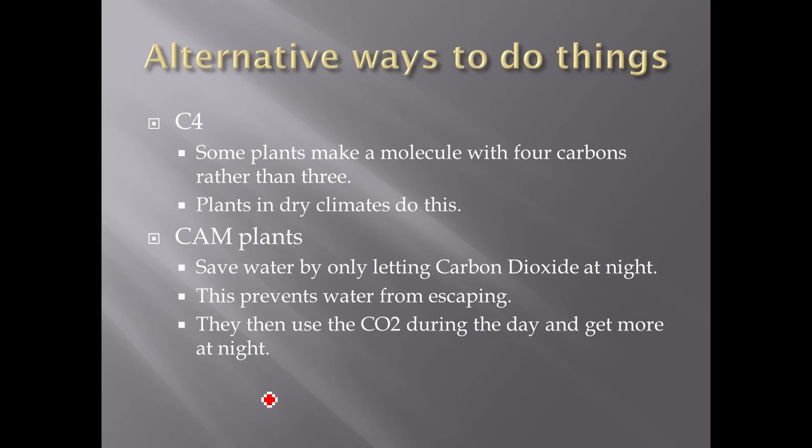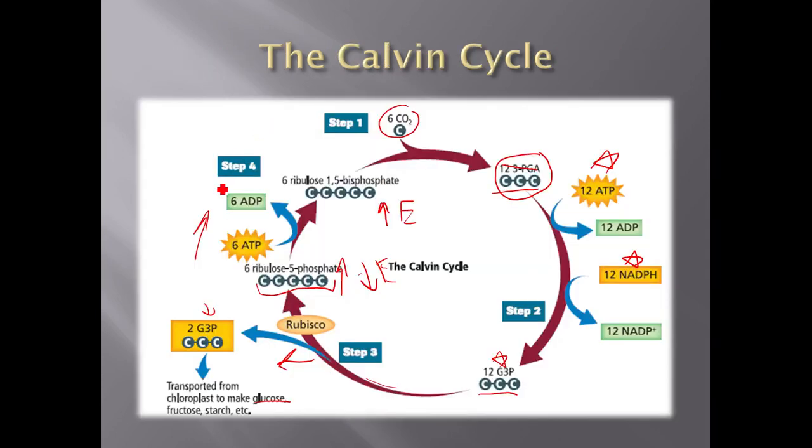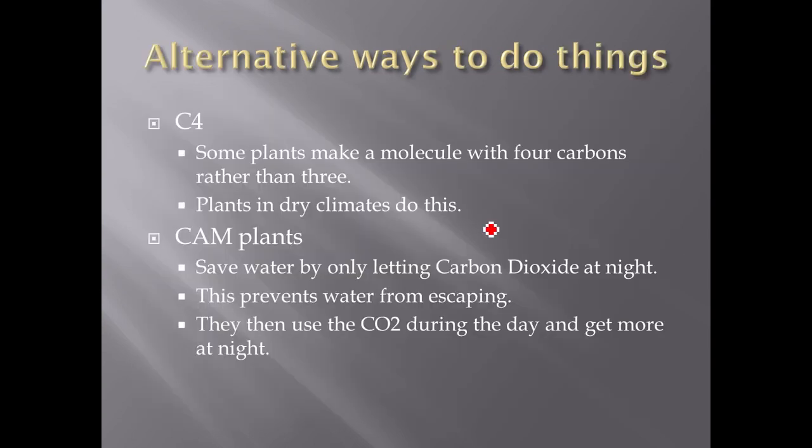So, before I'm done, guys, I have 2 more quick things. Now, there are 2 alternative ways plants can do this, and I will only briefly talk about these, and I will probably only require that you have some memorization of these ideas. So, the first one is C4. Some plants make a molecule with 4 carbons rather than 3. So, if you look back here, you see how I'm making a molecule with 3 carbons? The C4 pathway instead makes a molecule with 4 of them.